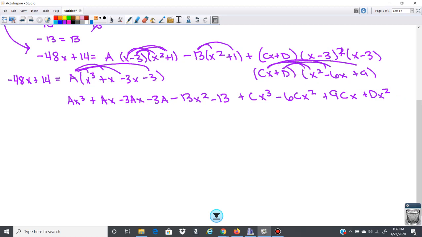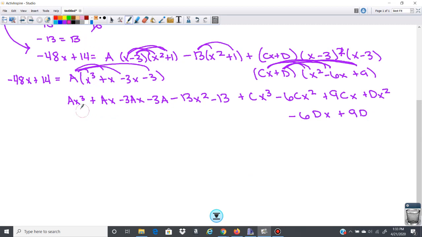Then minus 6dx. It looks like I'm running out of room here, so I'm going to come just down here, and then plus 9d. Fun, huh? Okay, so we have all of that out. Now we want to group our like terms.